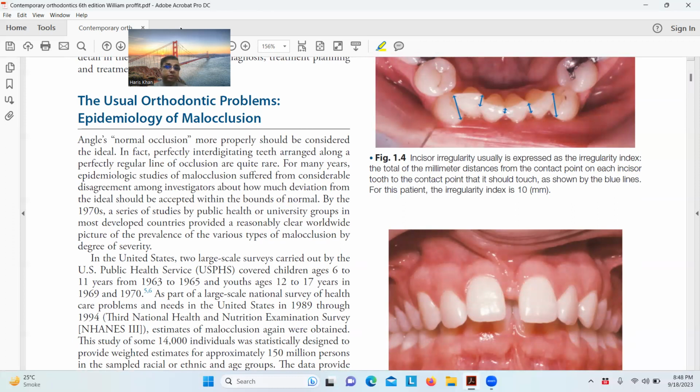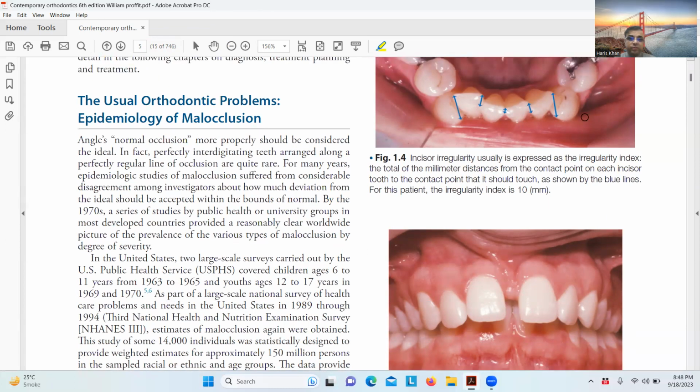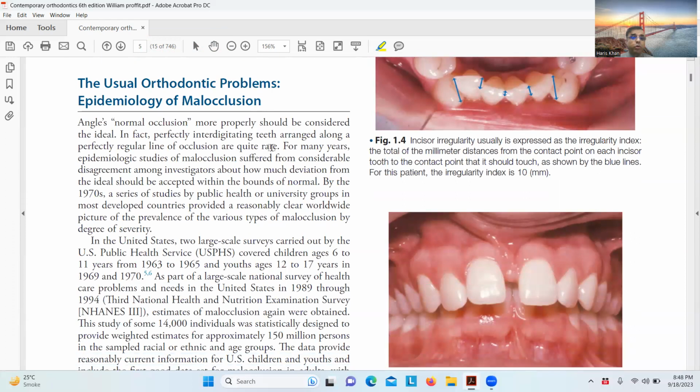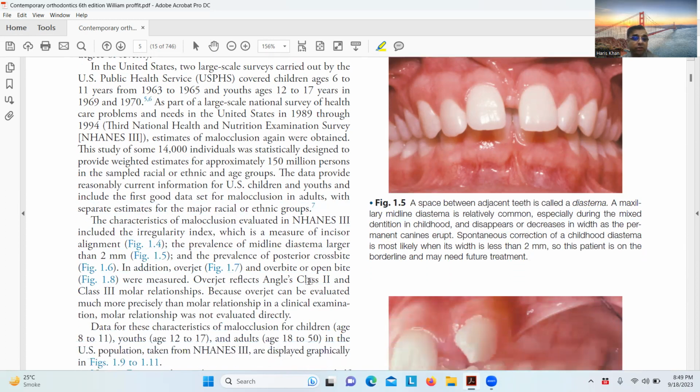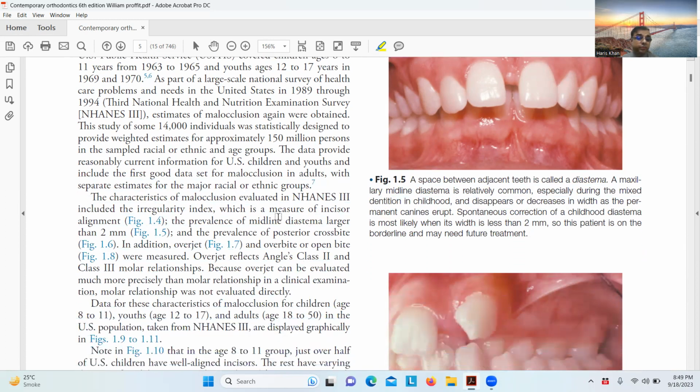Now this part. Ideal occlusion more properly should be considered the ideal. In fact, perfect interdigitation of teeth arranged in a perfect line of occlusion is quite rare. For many years, studies have found considerable disagreement among investigators about how much deviation from ideal occlusion should be accepted within the bounds of normal. By the 1970s, a series of studies in the United States, not important, right? You can give a read to these things, right? I've gone through these many times, so there's nothing important here. Give a read and take the basic definitions.